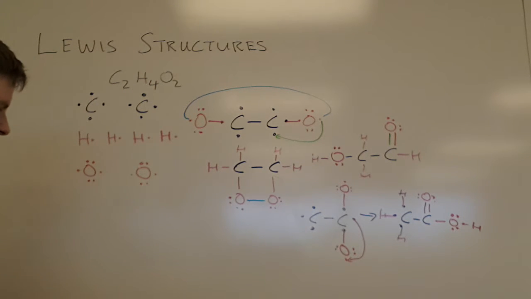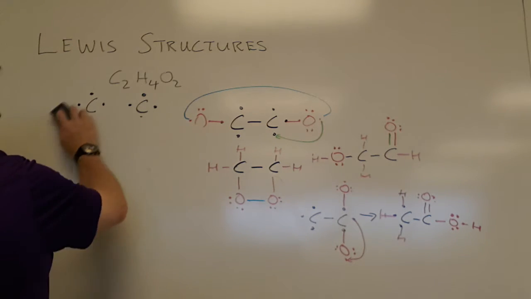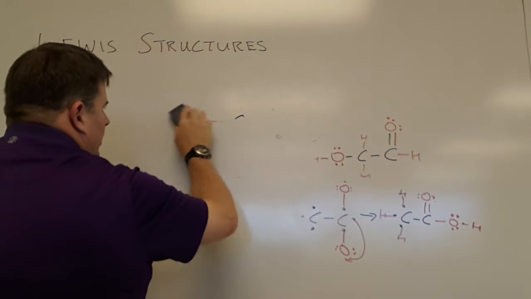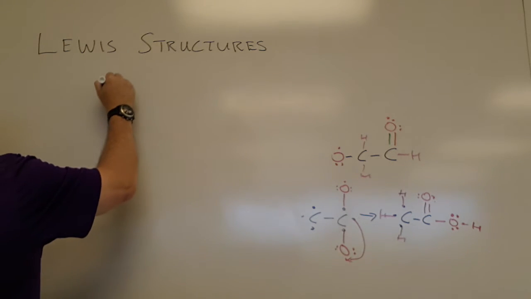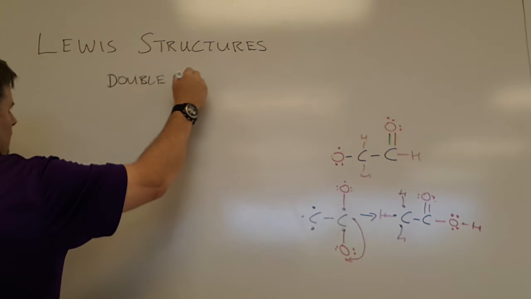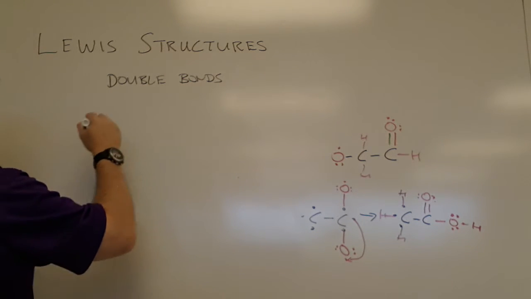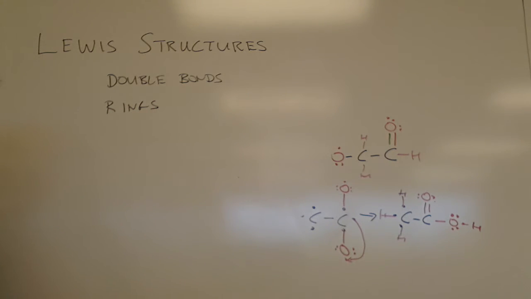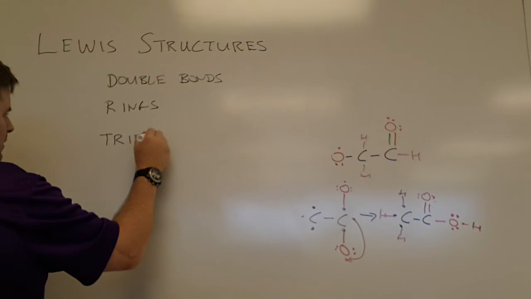Some other things that you can keep in mind when drawing these Lewis structures. Okay? If you don't have enough hydrogens or halogens to stick around a molecule, remember these things. Remember that you can use double bonds. Those things are perfectly legal. Okay, I can use rings. Okay, rings are perfectly legal as well. And there's one more that's out there, and that's the triple bond.